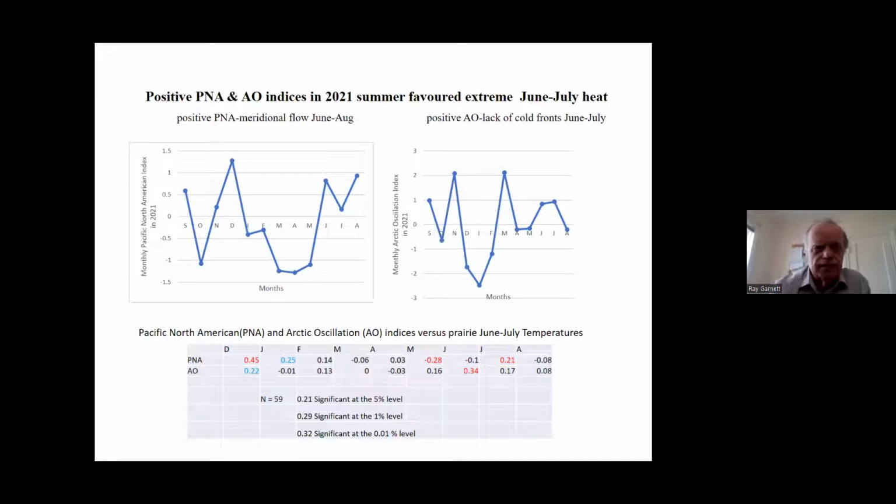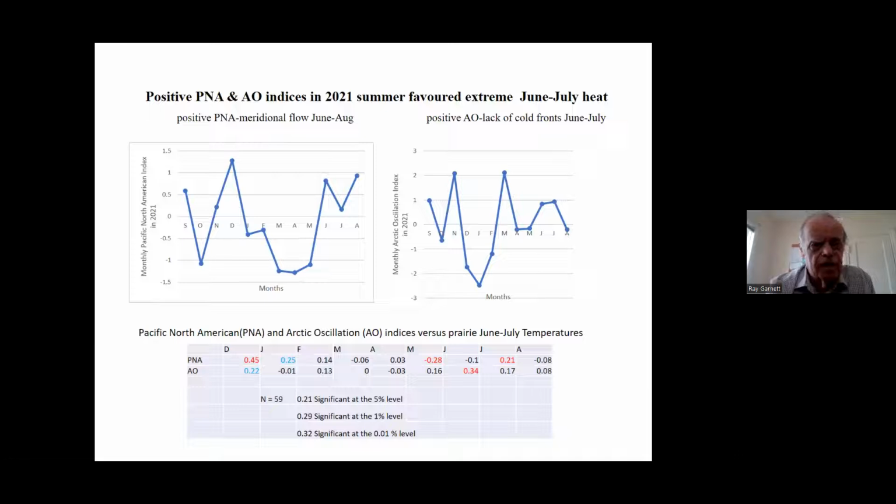So there's other factors that occurred last year as well. And what we're looking at here is kind of how the PNA behaved starting in September. And you can see it's positive in June, July, and August. And what that means is you've got meridional north-south flow, which is conducive to dryness, as a general rule, in spring and summer. And that's the way the PNA behaved. So in a sense, it was conducive to dryness, if not heat.